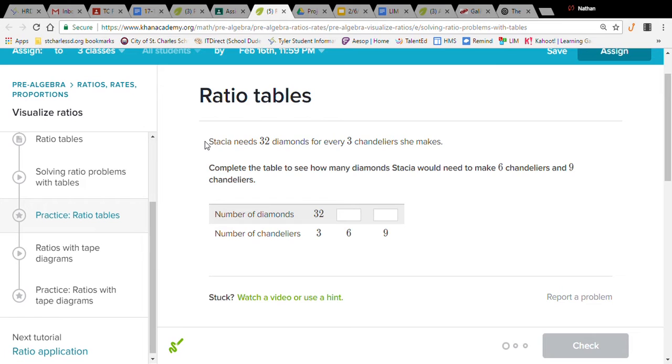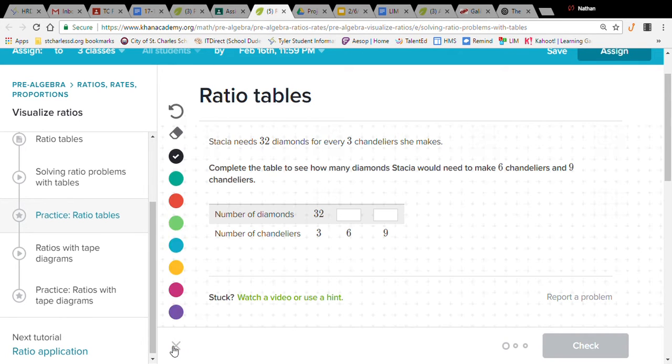So it says Stacia needs 32 diamonds for every 3 chandeliers she makes. Complete the table to see how many diamonds Stacia would need to make 6 chandeliers and then also 9 chandeliers. So I'll show you a couple different ways to think about this.